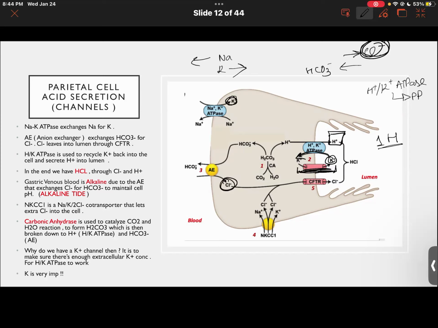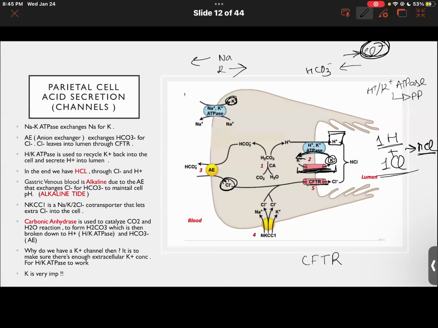We want this chlorine to leave the cell, and that's where we have CFTR, which is cystic fibrosis transmembrane regulator. This is also a channel, and it's not a pump, it's just a channel. It's an opening in the cell membrane that allows chlorine to leave. So this chlorine leaves the cell through the CFTR, and now we have one chlorine, right? So now we have one hydrogen and one chlorine outside in the lumen. What are they going to do? They're going to react, and they're going to form HCl. And that's the hydrochloric acid that's produced by parietal cells. And that's how hydrochloric acid is produced.